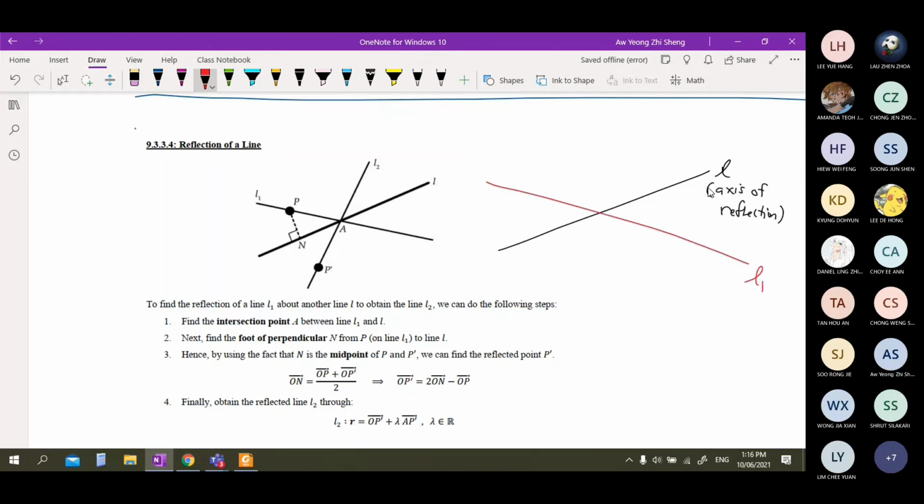Right, so I would say 95% of the time, they would give you a line L1 that intersects with L at one point. Let's call the point, here they call it A, okay, let's call it A then. This A is the intersection point between L and L1. Right, and now L1 is to be reflected. Let's call this object. And naturally, you know the image will look something like this. And the image will look something like the dotted line there.